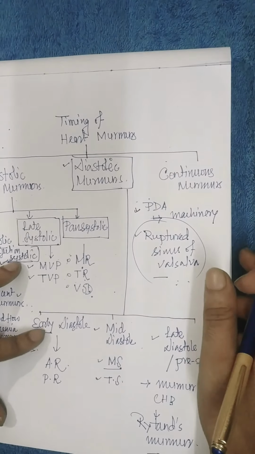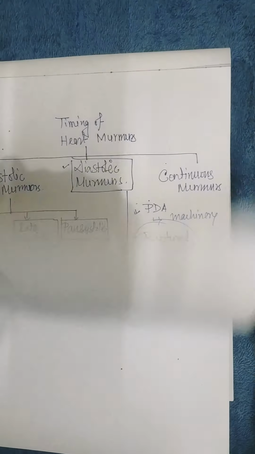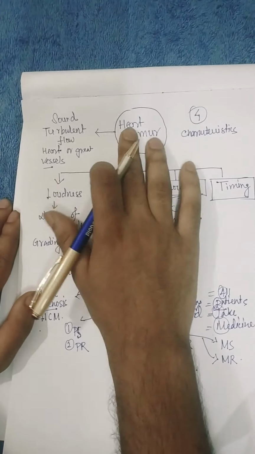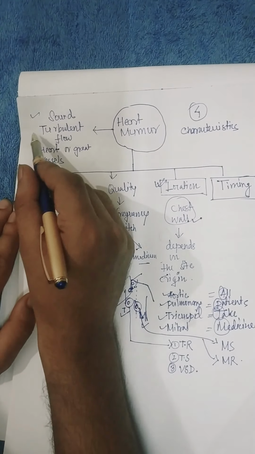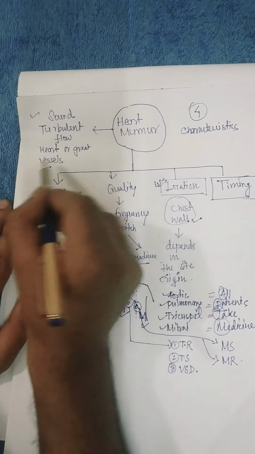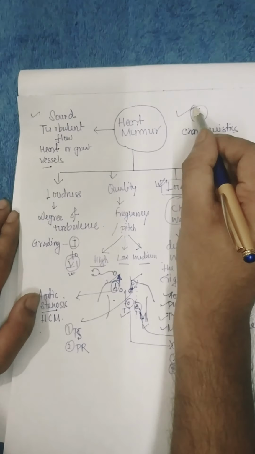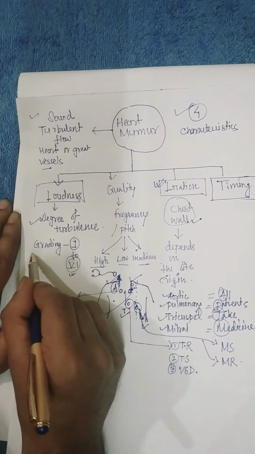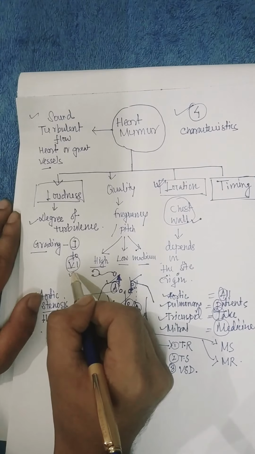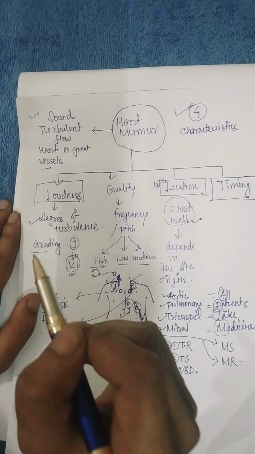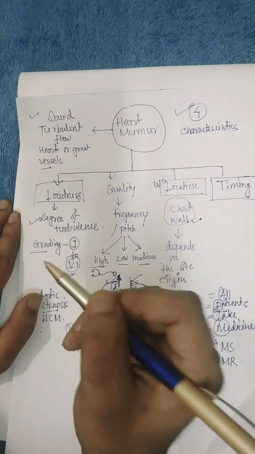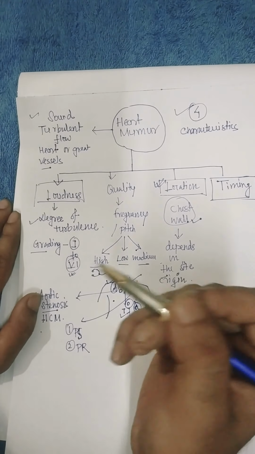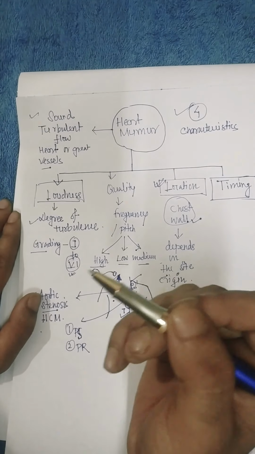Okay, I think we have a little bit more time for revising, so let's revise a little. Heart murmurs, they are sounds due to turbulent flow which is in heart and or great vessels. There are four characteristics. One is loudness, which is the degree of turbulence. It is graded in grade 1 to grade 6, grade 1 being the least loud and grade 6 being the loudest. In grade 6 you can hear the murmur even without the help of a stethoscope.